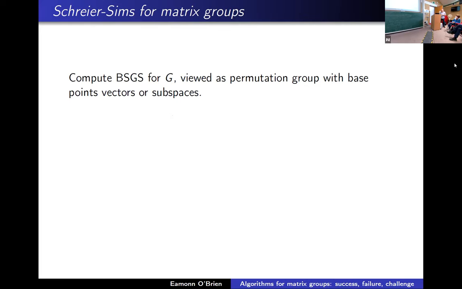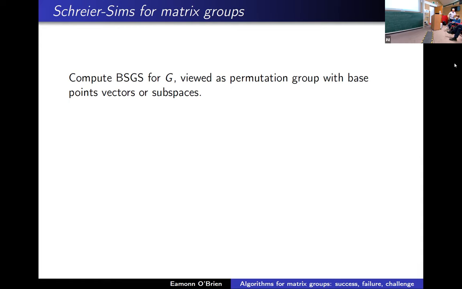You get a data structure out of that in practice, which allows you to decide the order of the group, which tells you about membership and will allow you to answer questions such as, what is a word in the defining generators of the group which evaluates to my given element if it does lie in the group? That's the so-called constructive membership problem. But you can take all of that and translate it to the matrix context. That very naturally, you can think of action on vectors.